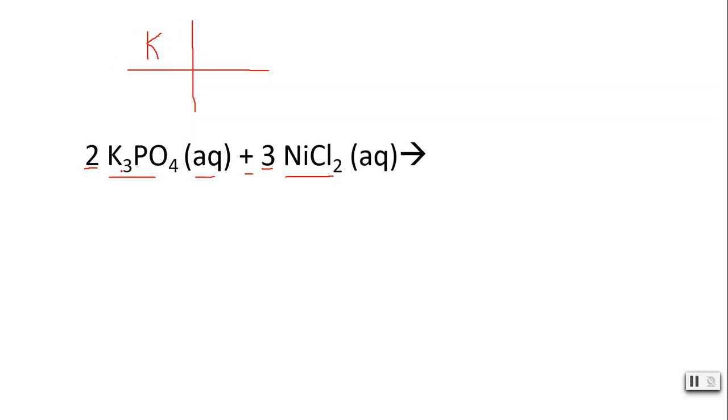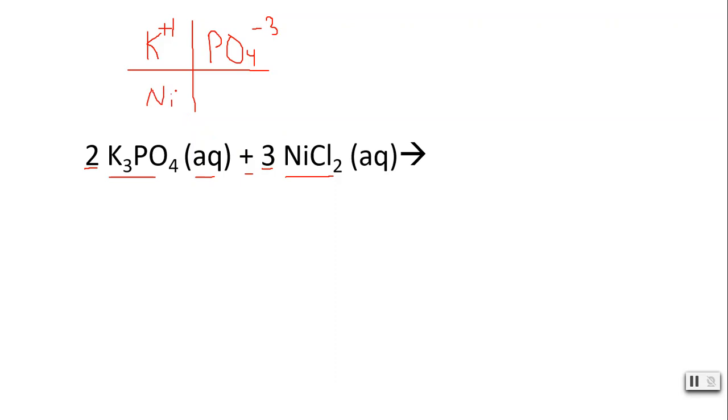In the first reactant, potassium phosphate, my cation is potassium, which is a +1. I didn't put K3 here. Remember, that 3 is just there to balance the charge. The actual cation is potassium, which is a +1. The anion is phosphate. It's a groupie you needed to memorize. Phosphate is a -3 charge.